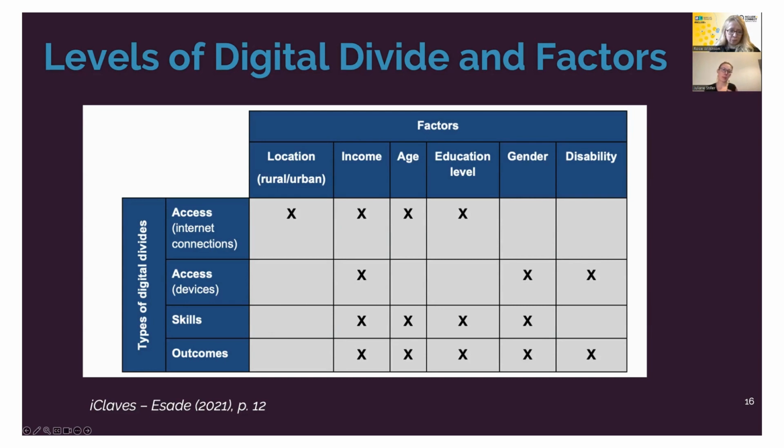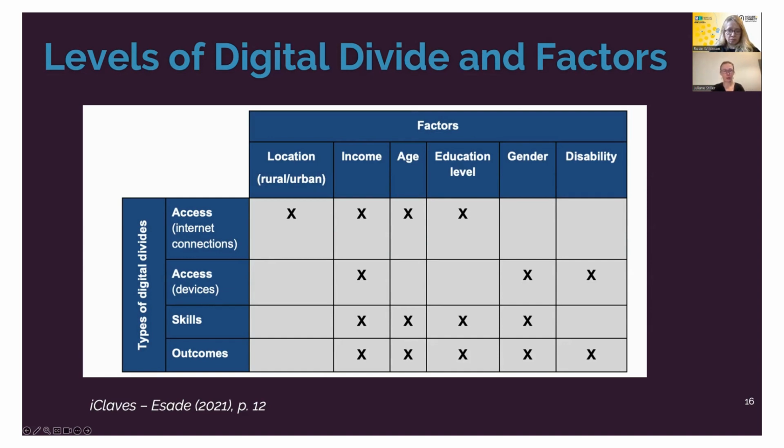And the type of outcome, what I said before, so how can you profit in your offline world from your digital skills and your access. This is mostly determined by your income, your age, your education level, your gender and disability.